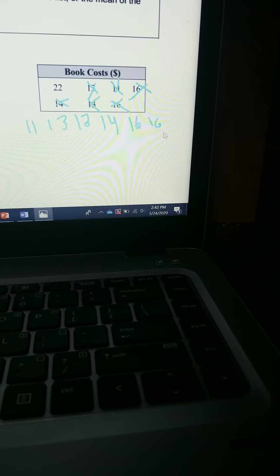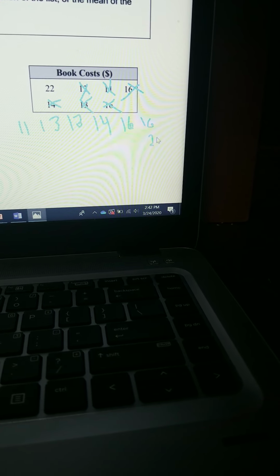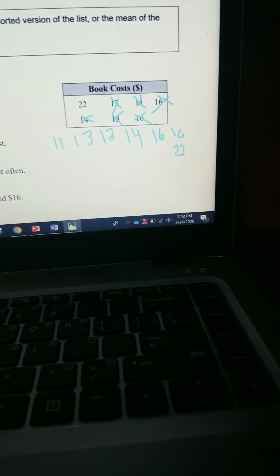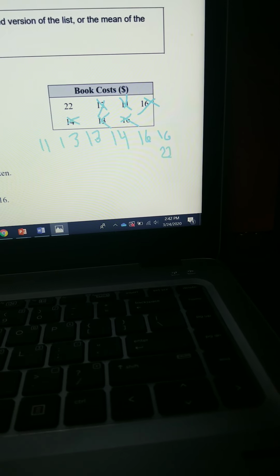And for whatever reason, it's not letting me put a 22, so I'm going to put it down here. I guess I've gone off the screen. Okay, so I'm going to rewrite those up here. That way it makes it a little bit easier. So let me change the color.